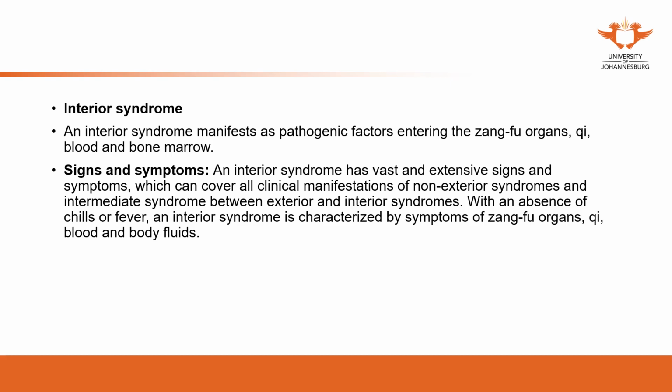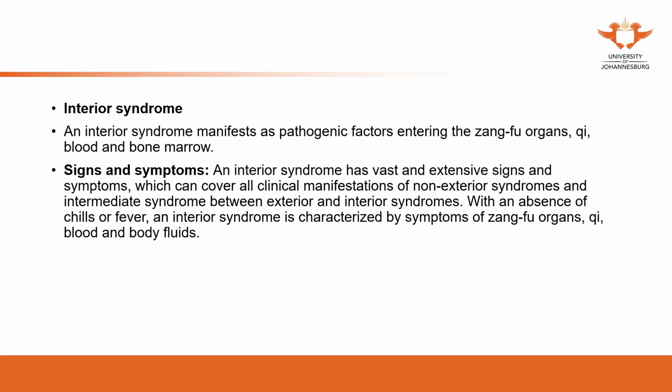An interior syndrome, when you see it from the manifestations, it's quite complicated, but it's easier to understand. The reason is you can see an interior syndrome manifests as pathogenic factors entering the zang-fu organs, qi, blood, and bone marrow. In other words, the interior syndrome manifests many symptoms, can be all kinds of different symptoms. That's why it has vast, extensive signs and symptoms, which can cover all clinical manifestations. So there are many manifestations.